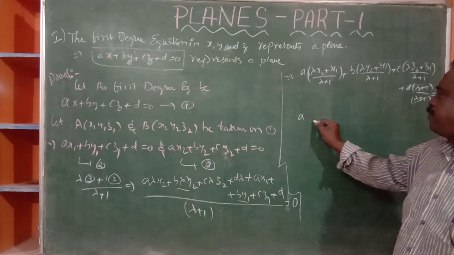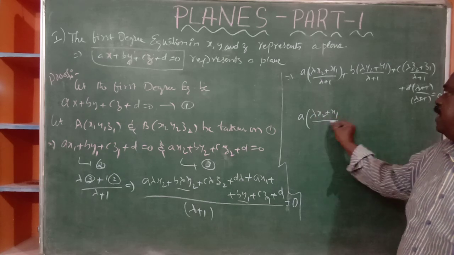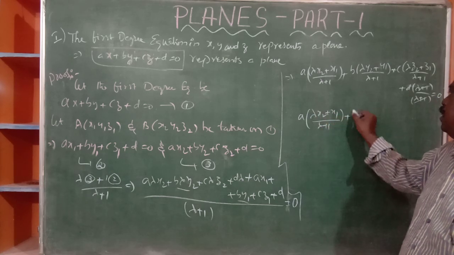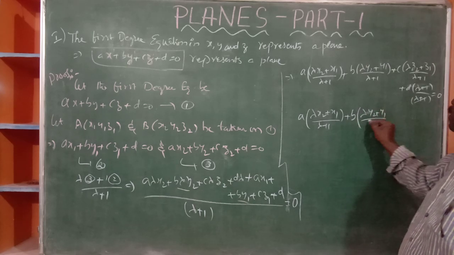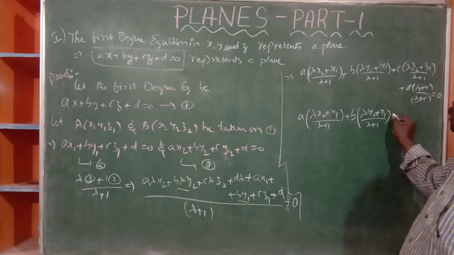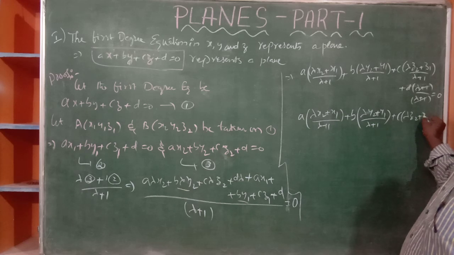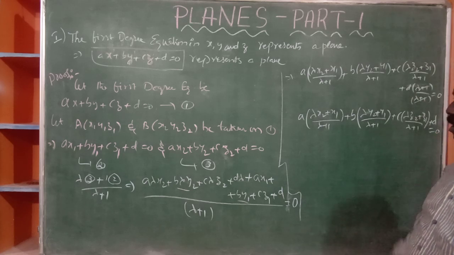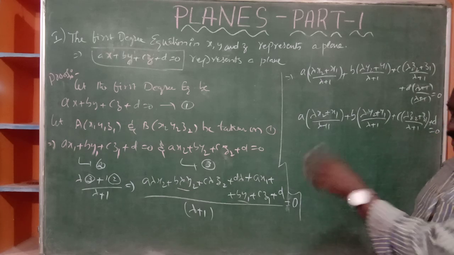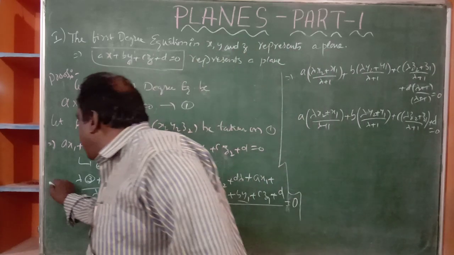Now you see, it is very clear. a(lambda x2 plus x1)/(lambda plus 1) plus b(lambda y2 plus y1)/(lambda plus 1) plus c(lambda z2 plus z1)/(lambda plus 1) plus d is equal to 0. You see, by taking that expression, we are considering it on our own.